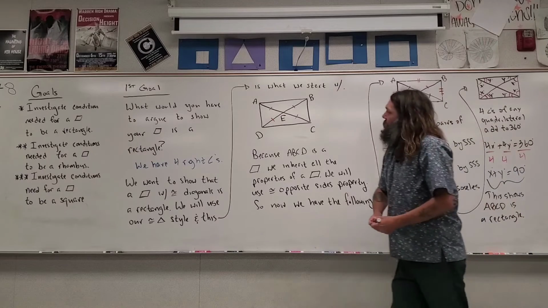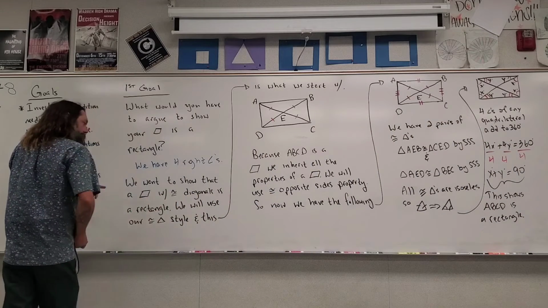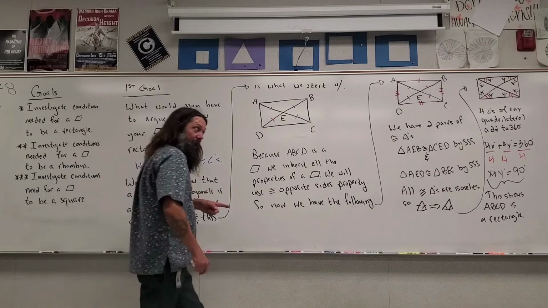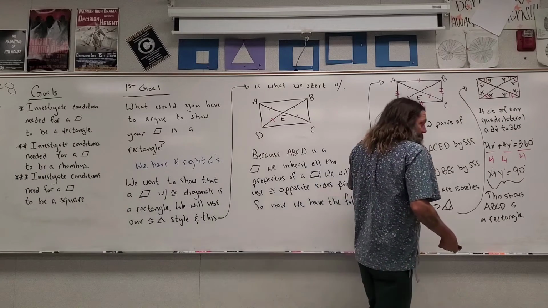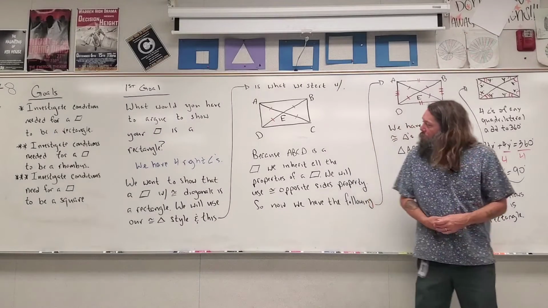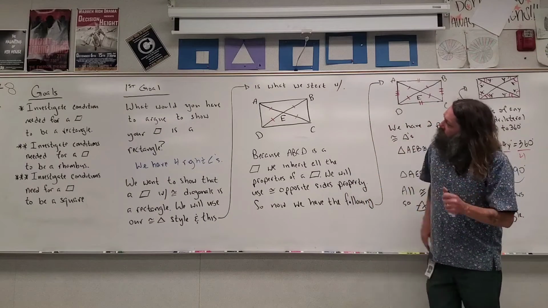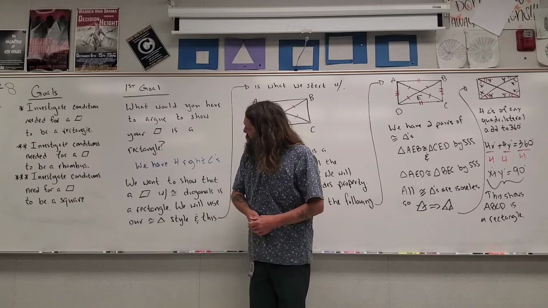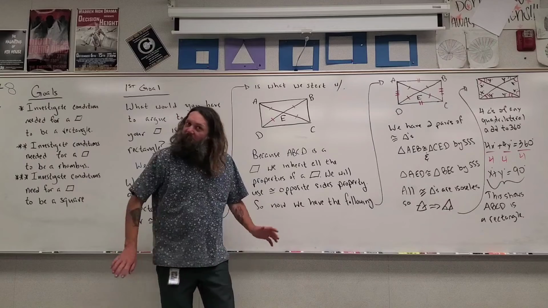So if we start out with congruent diagonals, and it's a parallelogram, then our parallelogram must be a rectangle. So let me clean this up, come back, and talk about our second goal, investigating the conditions needed for a parallelogram to be a rhombus. Let me clean this up, and I'll be back.